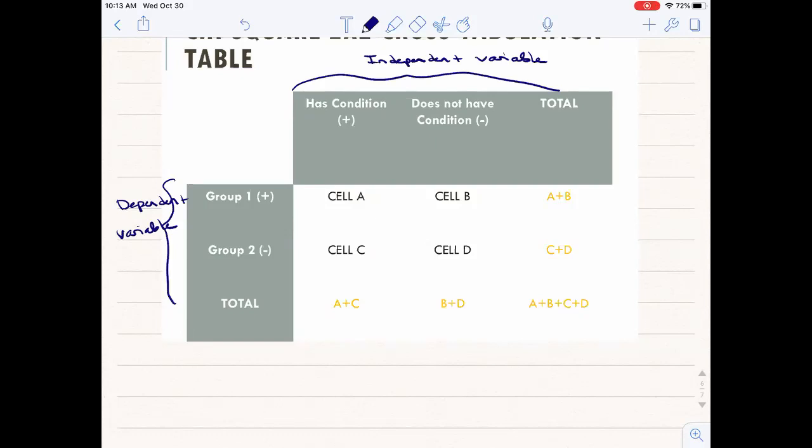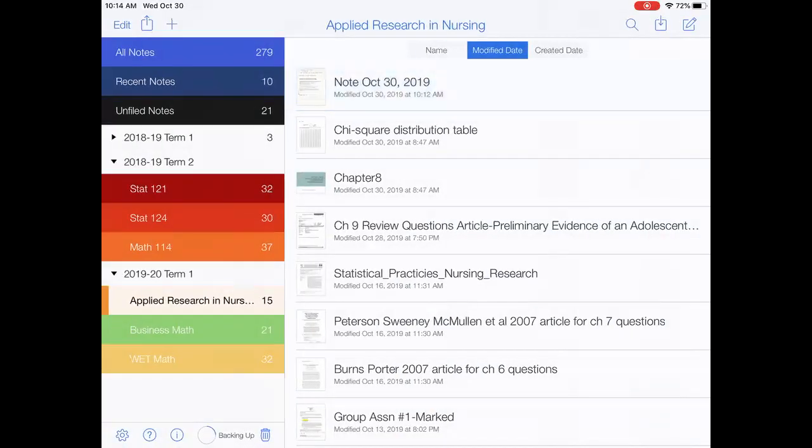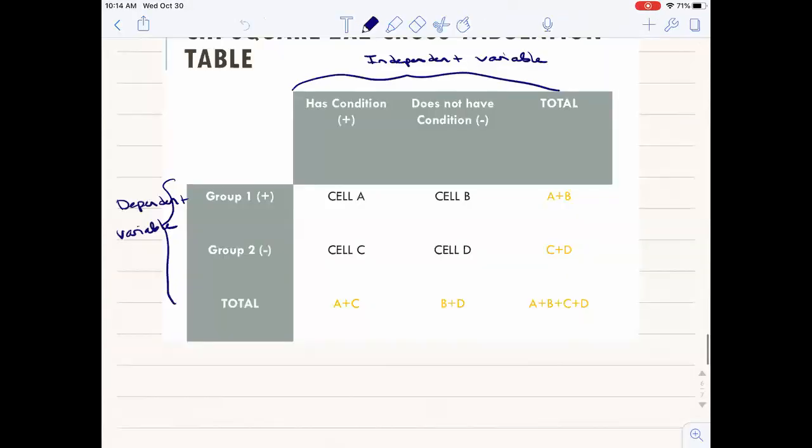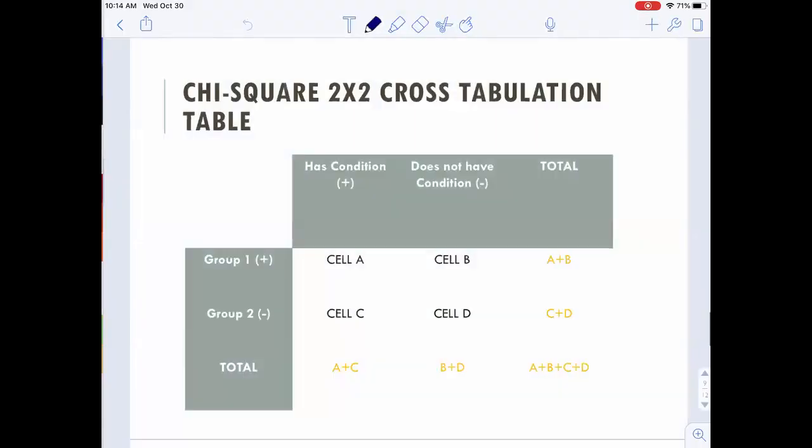And so what we want to know is, are the counts in group 1, across the columns, independent between the 2 groups? Group 1 and group 2. All right. Good.